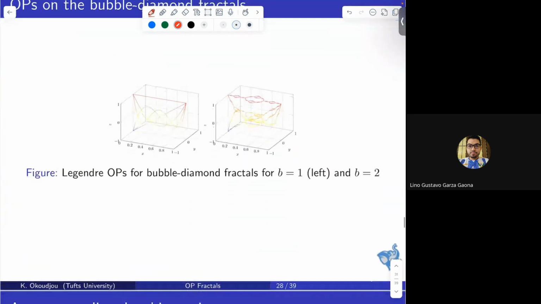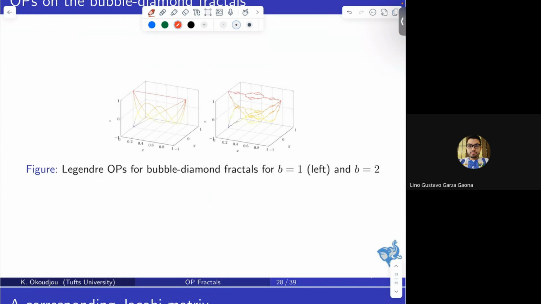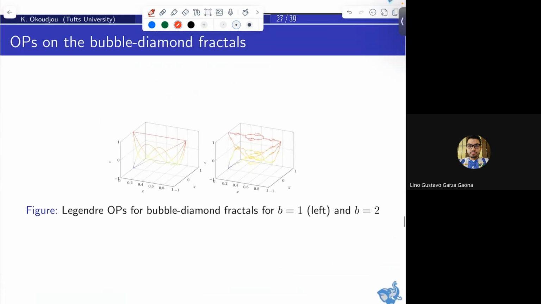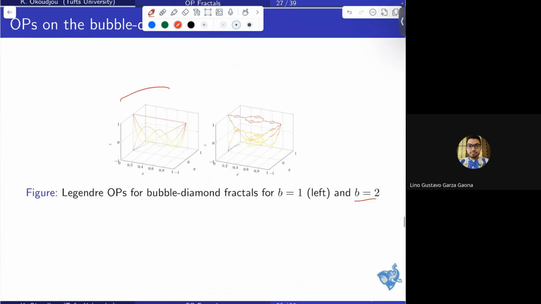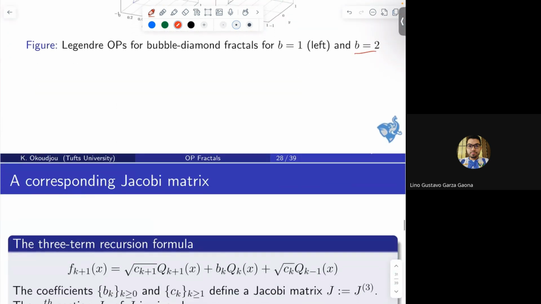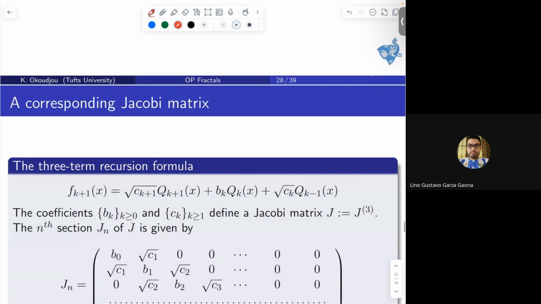This is a similar thing for the bubble diamond. If I do it for b equal to 1, I capture exactly the Legendre polynomials. But if I take the branching parameter, that b parameter there, to be 2, I have some very nice looking orthogonal polynomials. But I will not spend time on that.